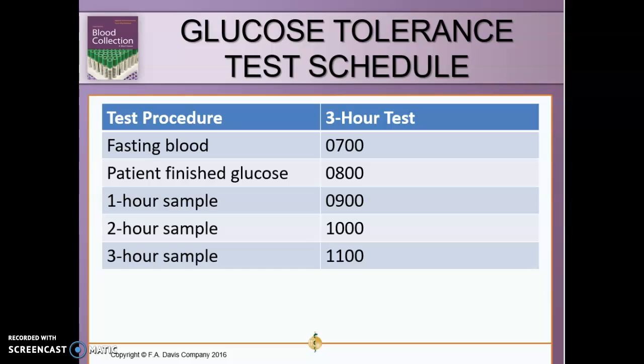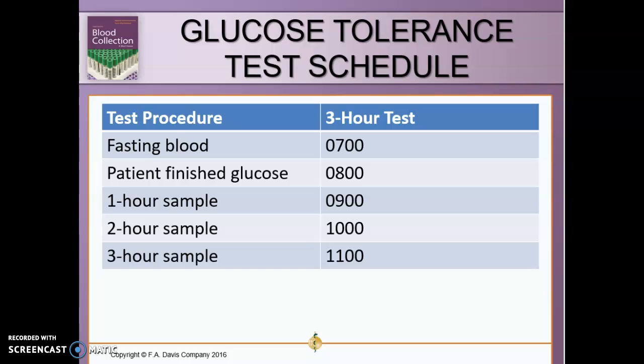Again, we're going to introduce the patient. We're going to identify the patient, and we're going to explain what we're doing to the patient. But the first thing that we need to do with an oral glucose tolerance test is confirm that this patient has been fasting, okay? You do not want to continue with this procedure if the patient has not fasted like they should.